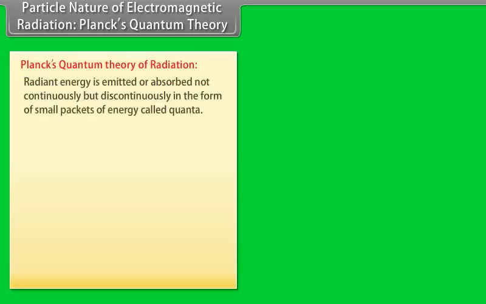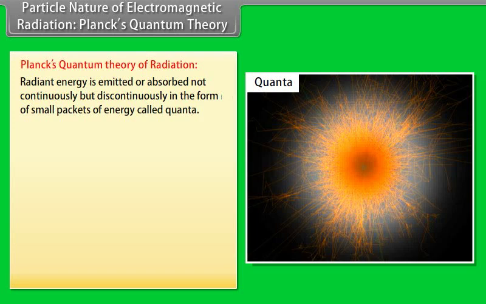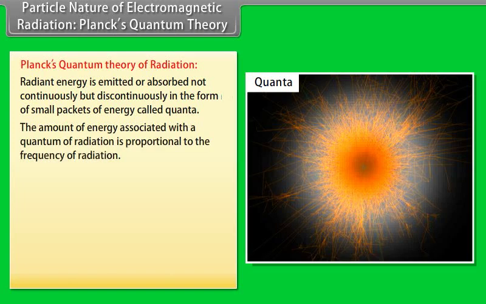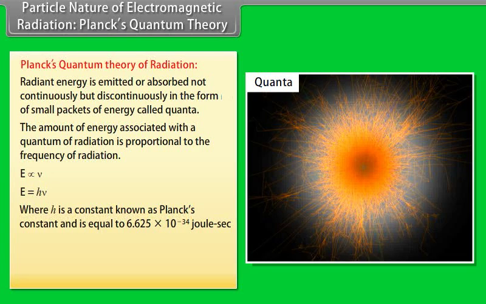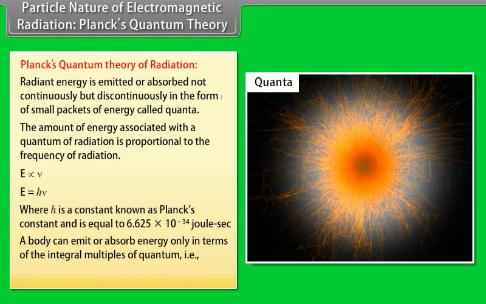Particle nature of electromagnetic radiation. Planck's quantum theory. Planck's quantum theory of radiation. Radiant energy is emitted or absorbed not continuously but discontinuously in the form of small packets of energy called quanta. The amount of energy associated with a quantum of radiation is proportional to the frequency of radiation, where h is a constant known as Planck's constant and is equal to 6.625 into 10 raised to the power minus 34 joule second. A body can emit or absorb energy only in terms of the integral multiples of quantum, that is, E is equal to nh nu, where n is equal to 1, 2, 3, 4, etc.